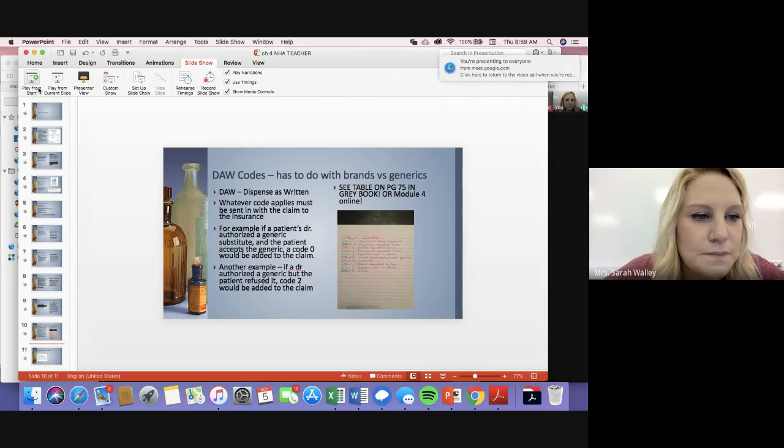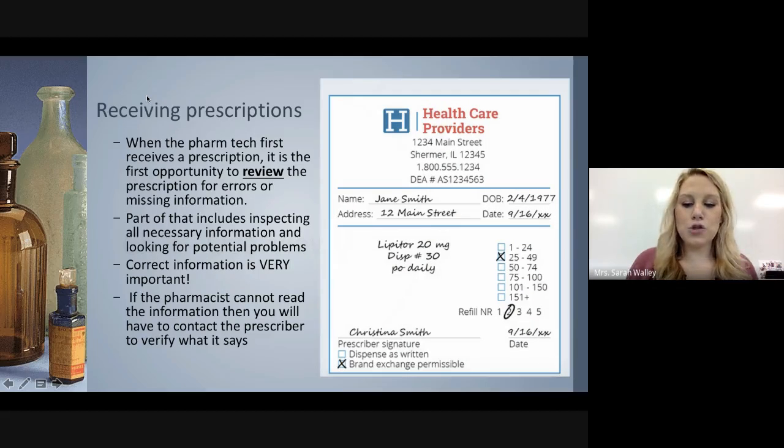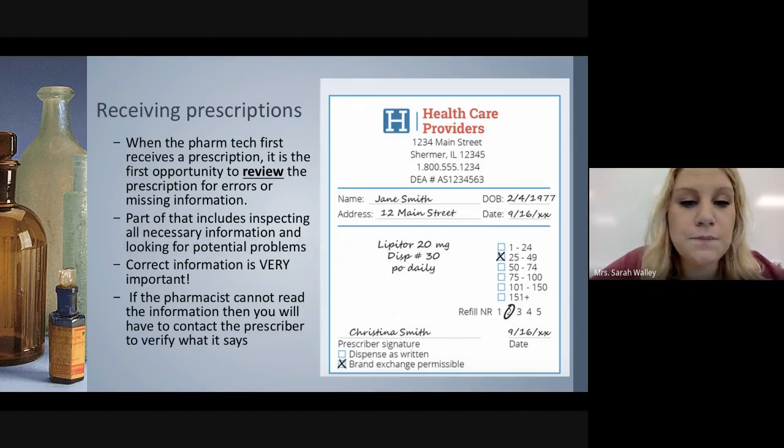Okay, so Chapter 4 overview is all about prescription filling. So we're going to start with receiving prescriptions. When you receive a prescription, the pharmacy tech is usually the one who will receive it, unless it's over the phone. If it's an over the phone prescription, it's got to be taken by the pharmacist. But otherwise, usually the pharmacy tech will receive the prescription, and then it is the first opportunity for you to review the prescription for errors or missing information.